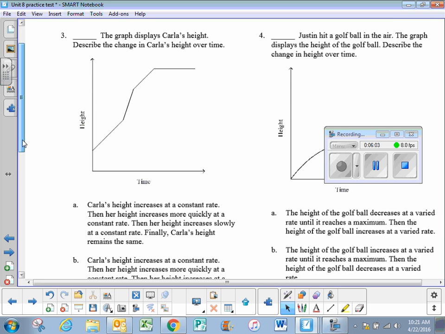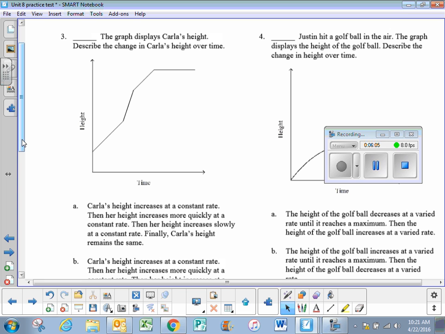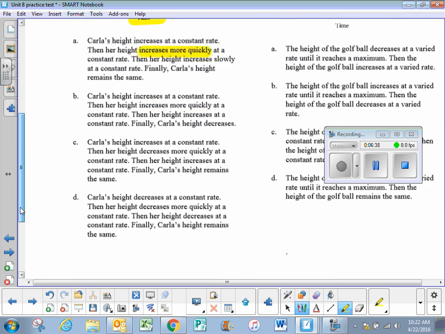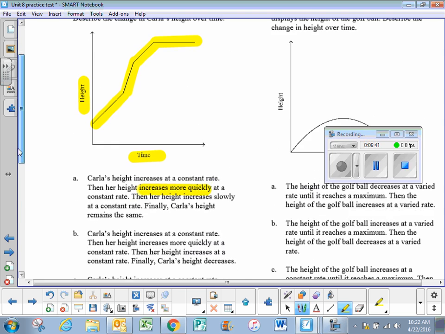So this graph displays Carla's height. Does Carla's height increase at a constant rate? Okay, we're going to use the highlighter. Is it increasing at a constant rate? We're talking height here, over time. Does her height then increase more quickly? Is that more quickly? Yeah. And then her height increases slowly. Is that slowly? Compared to that, it is. And then does her height stay the same? Okay, we nailed it on A. I double checked to make sure that A is right. How about the next one?